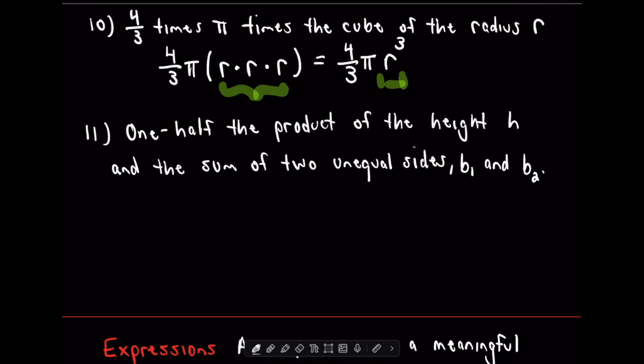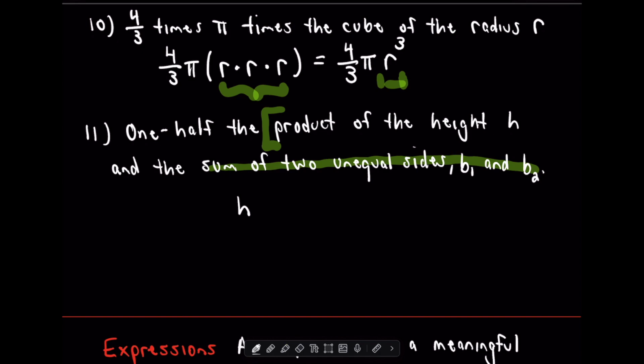Okay, so we've got a couple things here. I'm going to focus on the latter half here. I'm going to think about the product of the height h. Okay, so I'm doing the product. That's h times some stuff. And now it says I'm taking that and I'm multiplying it by the sum of 2 unequal sides b1 and b2.